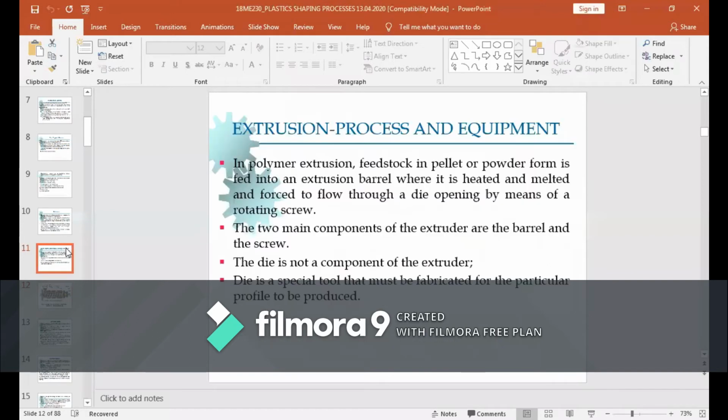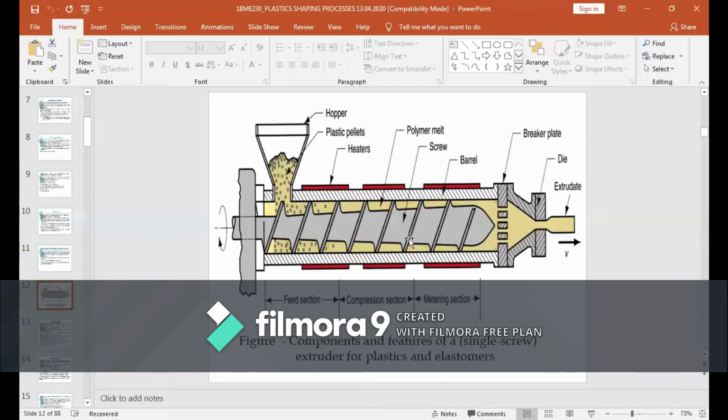Then I'm going to the slide. Okay, there are two components here. One is a barrel, another is a screw. This whole section is called the barrel, and this is a screw. Here, preheating is done by a heater, some electrical heater that will partly melt that pellet or the polymer in a plastic form.